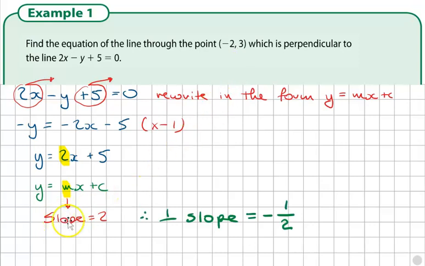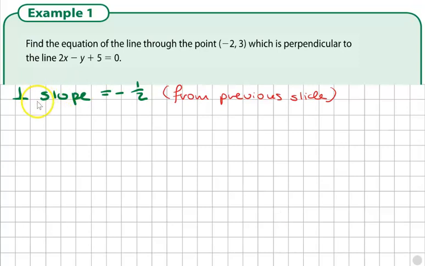So if the slope of the original line is 2, the perpendicular slope is minus 1 over 2. 2, again, is 2 over 1. Any whole number can be put over 1. We flip it upside down to get 1 over 2, and we change the positive to negative. This is known as the negative reciprocal. So if the slope had been 3, the perpendicular slope would be minus a third. If the slope had been 4, it would be minus a quarter. If the slope had been 5, it would be minus a fifth, and so on.